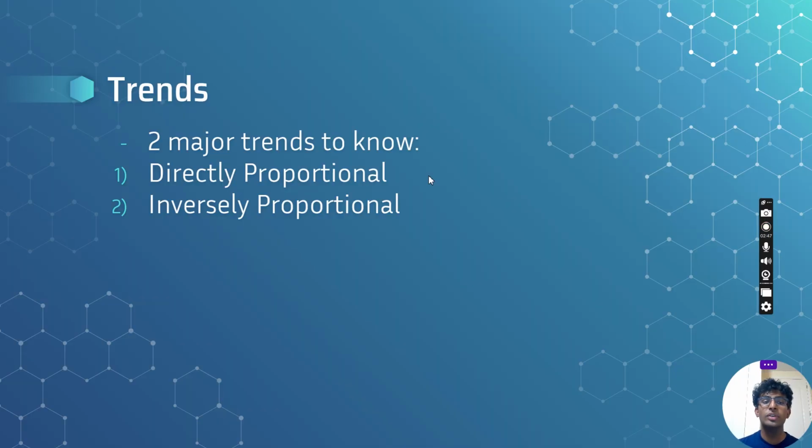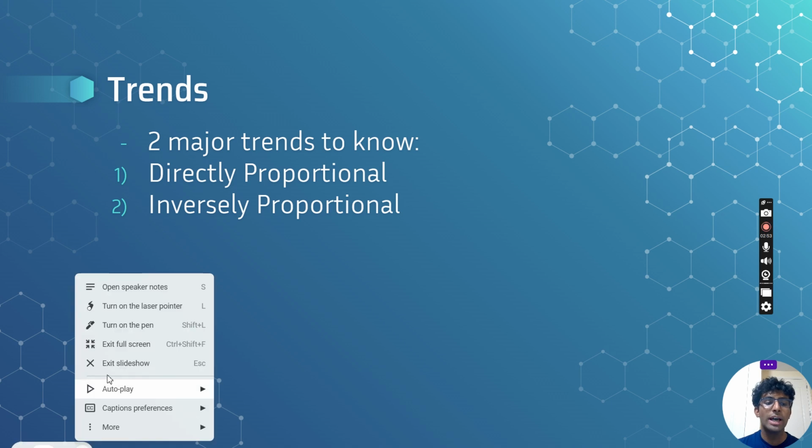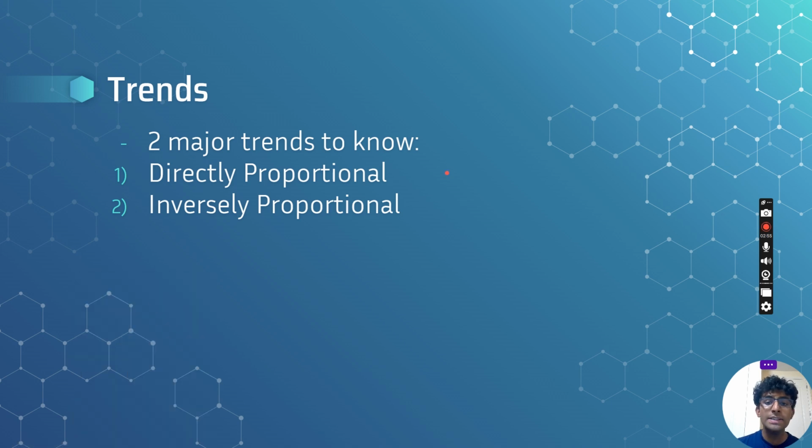Trends are also pretty important for the ACT Science. There's two major ones that you need to know. Directly proportional. So as your independent variable increases, your dependent variable increases as well. So something like this, for example, right? Our independent variable is increasing, so is our dependent variable. It can work in the opposite direction as well, right? If we decrease our independent variable, our dependent variable decreases as well. They're going in the same direction.